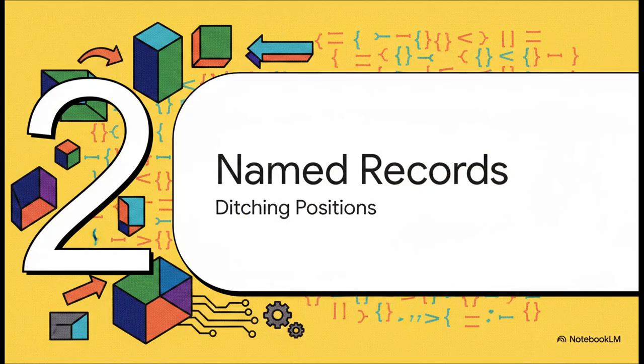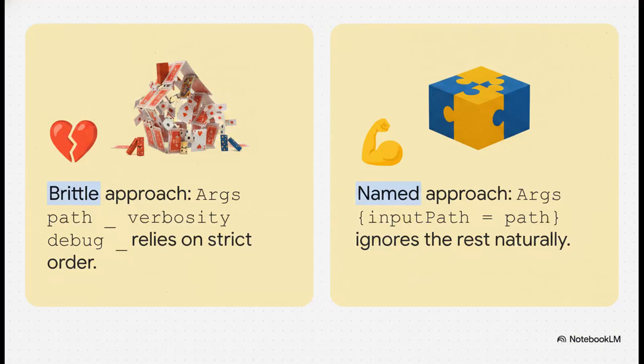Section 2. Named-record-decomposition, ditching brittle positional matching. Now, what's really interesting about this next technique is how it fundamentally future-proofs your code. Let's contrast the old with the new again. On the left is the brittle approach, positional pattern matching. You're relying entirely on the strict, exact order of fields, using all those underscores just to ignore the rest. It's a bit of a mess. But on the right, we have the named approach. Here, we explicitly name exactly what we want, like input path and verbosity, and we just ignore the rest naturally.